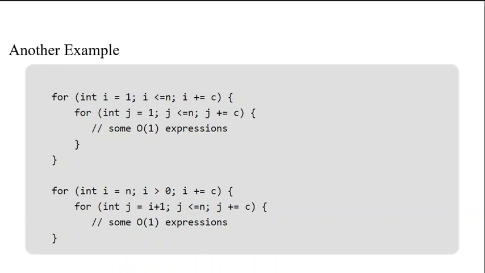Also the same, but now we have i equals n with an integer, i will be greater than 0, i will be decremented by c. And now we have another nested for loop: for int j equals i plus 1, j less than or equal to n, and j will be incremented by c, and some big O of 1 expressions there.